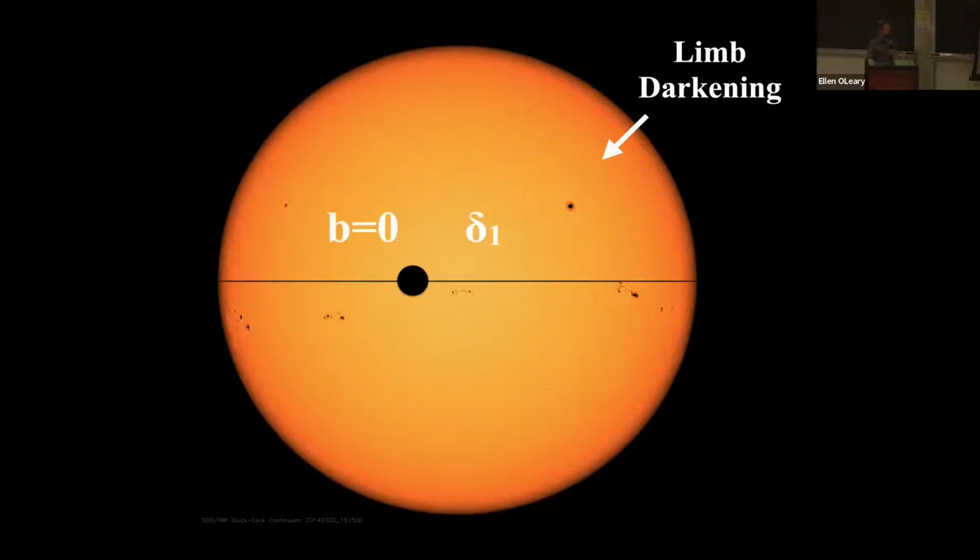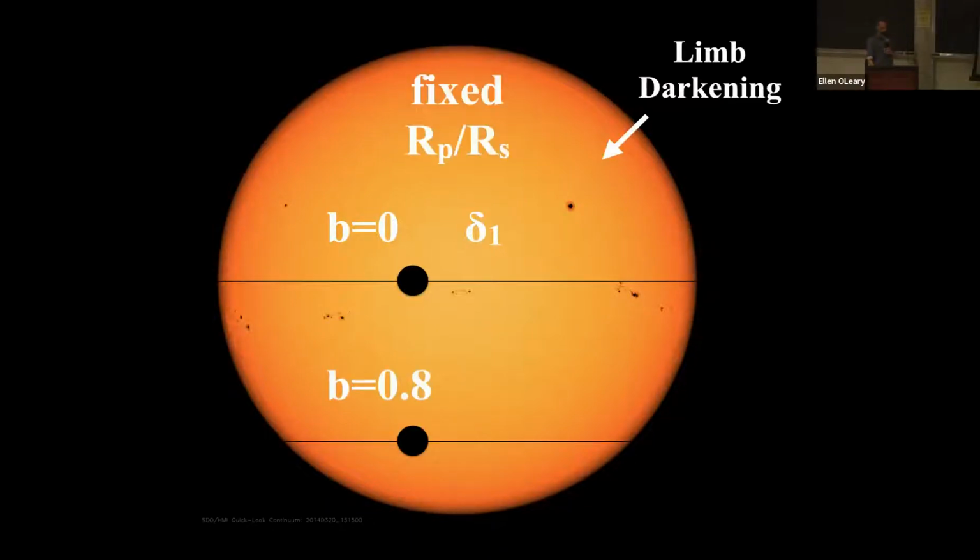The one effect that I want to mention is the fact that if you measure a planet, and if you imagine a planet that has an impact parameter of 0, you might measure some transit depth, and you can call that delta 1. But if you then have another planet with the same radius, so a fixed RP over R star, that transits at a lower impact parameter, then the transit depth that you will measure will be different because the planet is transiting the star at a fainter part, closer to the limb, than it is in the center.